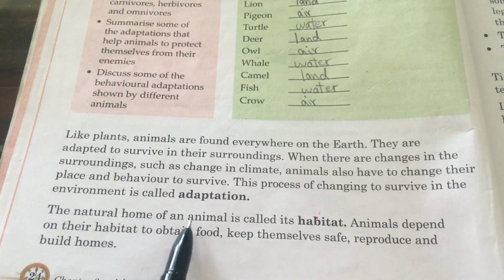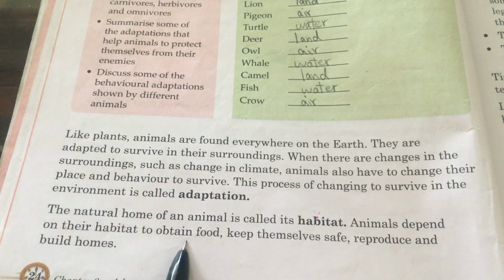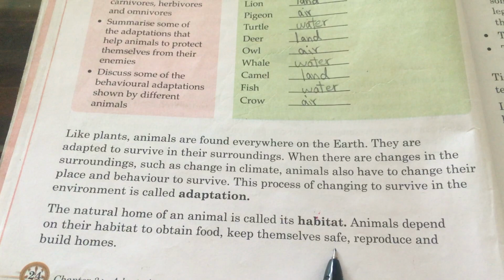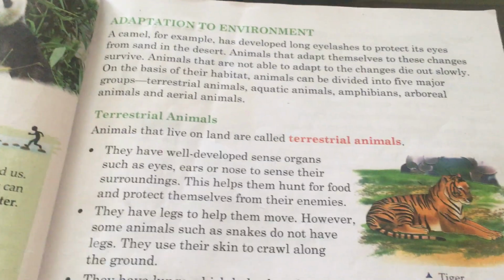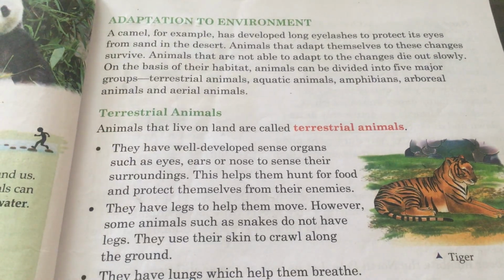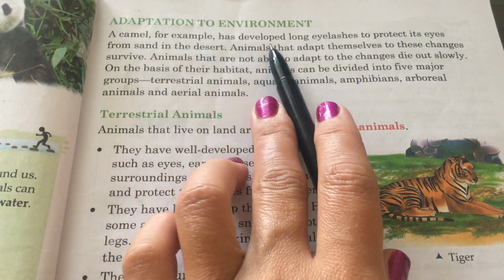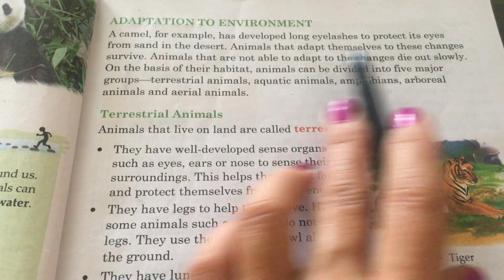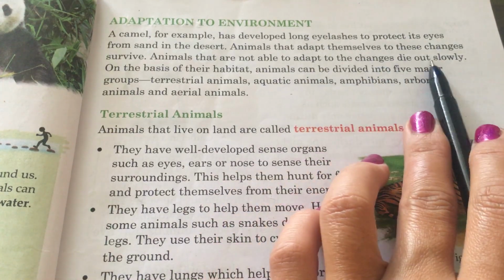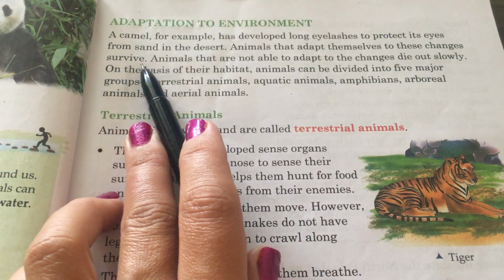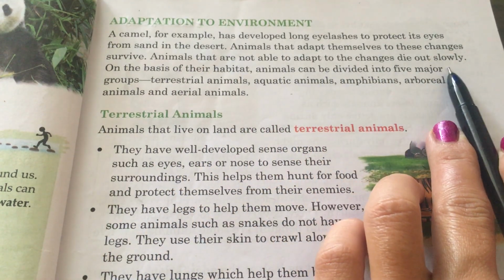The natural home of an animal is called its habitat. Animals depend on their habitat to obtain food, keep themselves safe, reproduce, and build homes. Adaptation to environment. A camel, for example, has developed long eyelashes to protect its eyes from sand in the desert. Animals that adapt themselves to these changes survive. Animals that are not able to adapt to the changes die out slowly.